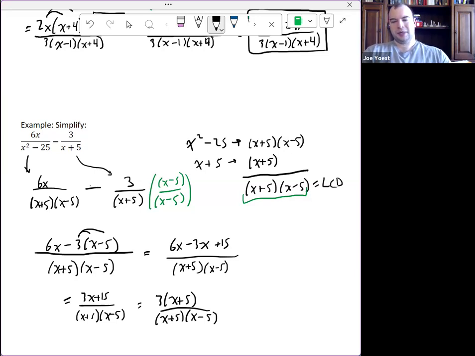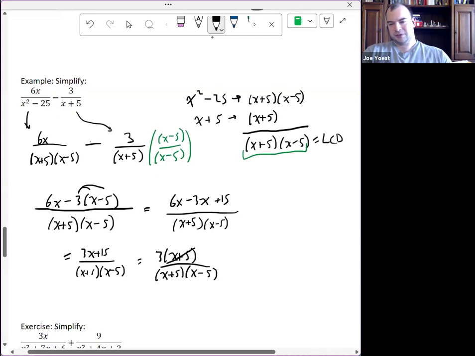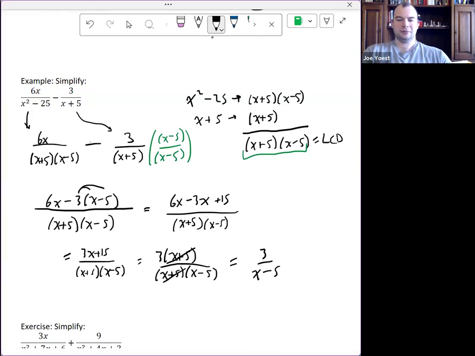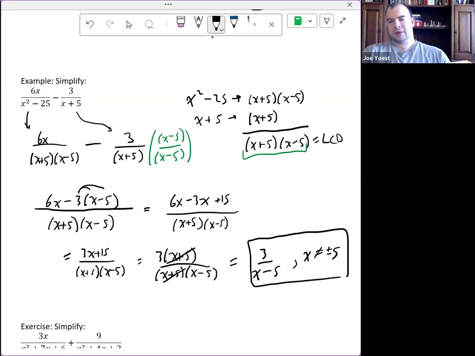So I actually do see that I'm going to have some cancellation. My x plus 5s can divide out, leaving me with simply 3 over x minus 5. And I might want to be a little bit careful here to append that x cannot be plus or minus 5. Because we divided out the x plus 5, maybe it's good to make note of those restricted values explicitly over here. So we did get a little bit of simplification at the end for this one. Things worked out, and we were able to divide out that x plus 5, making things a little bit simpler for our final answer.